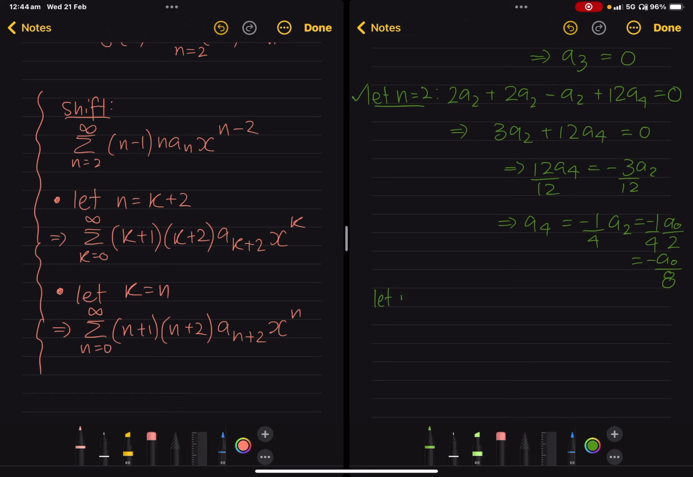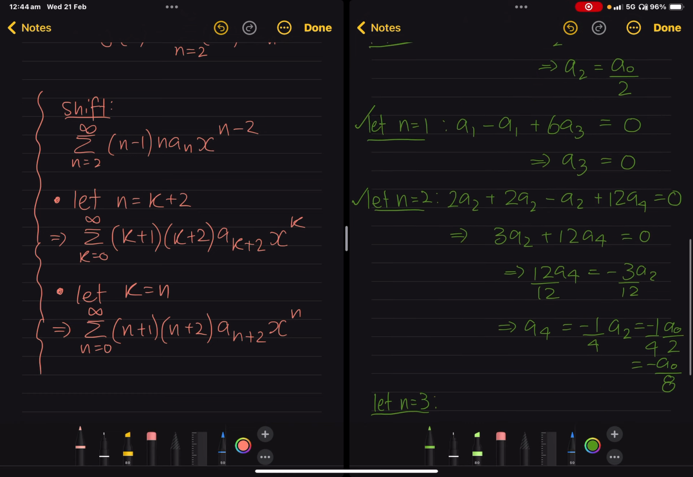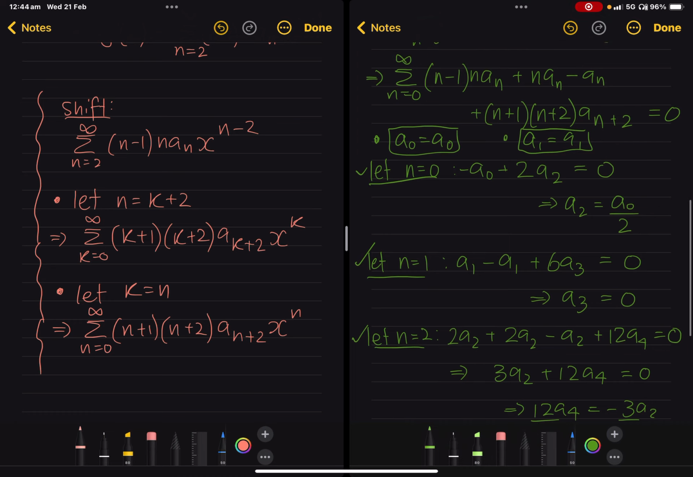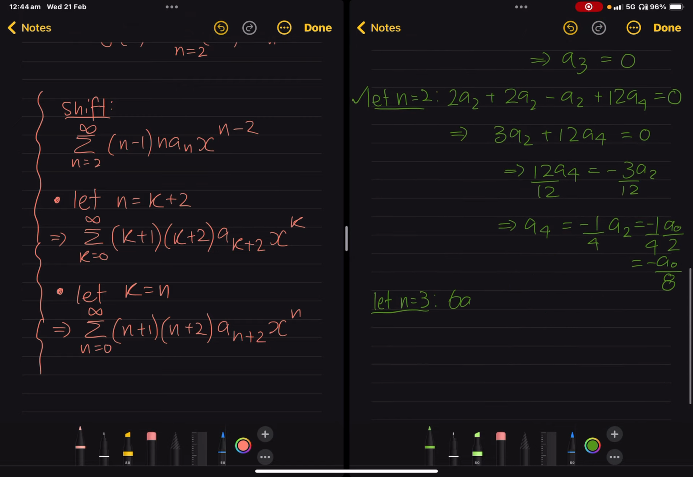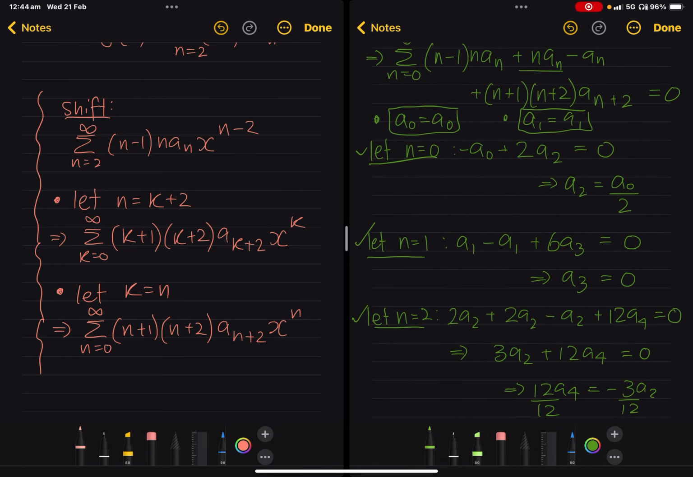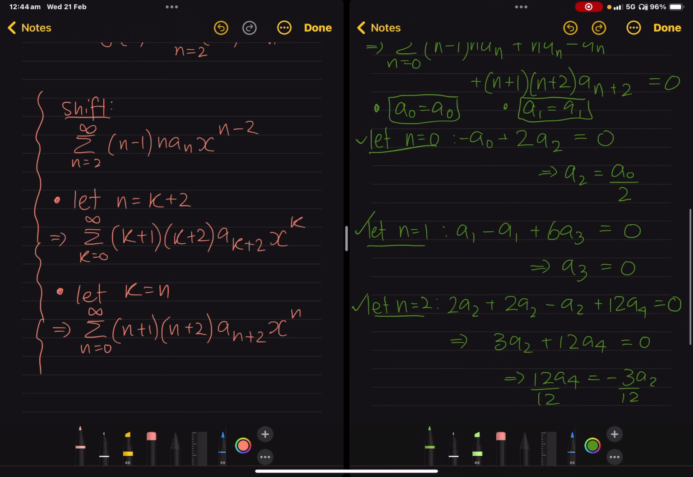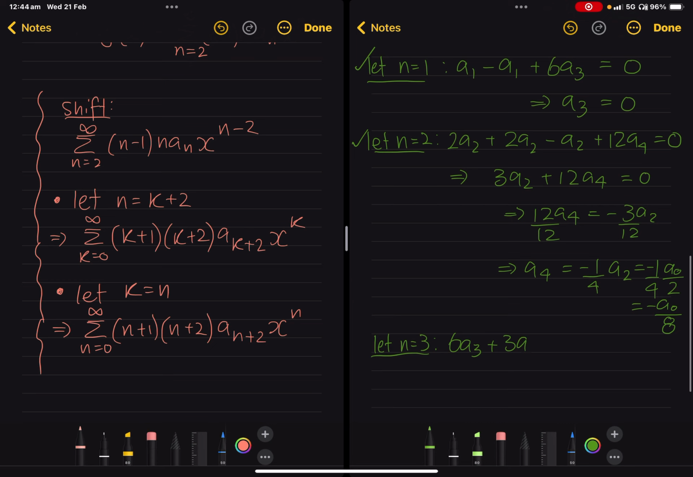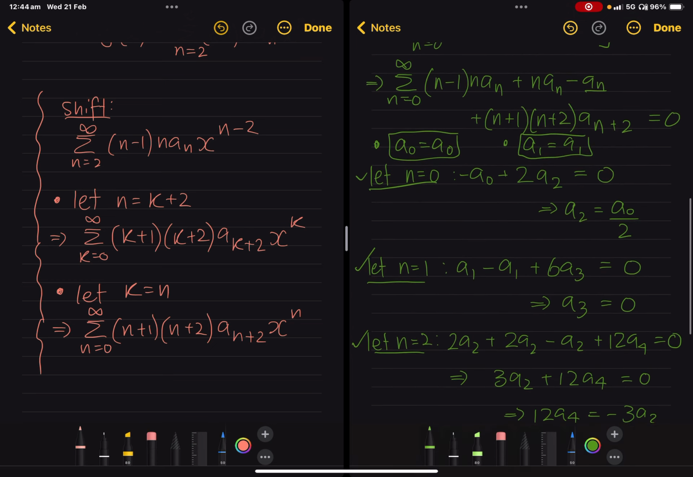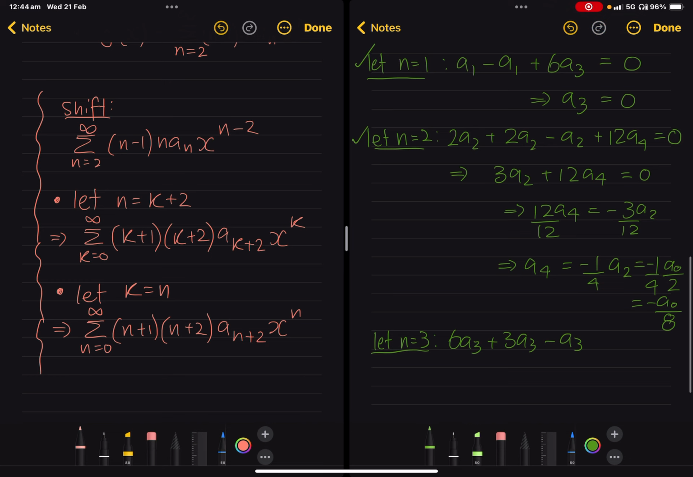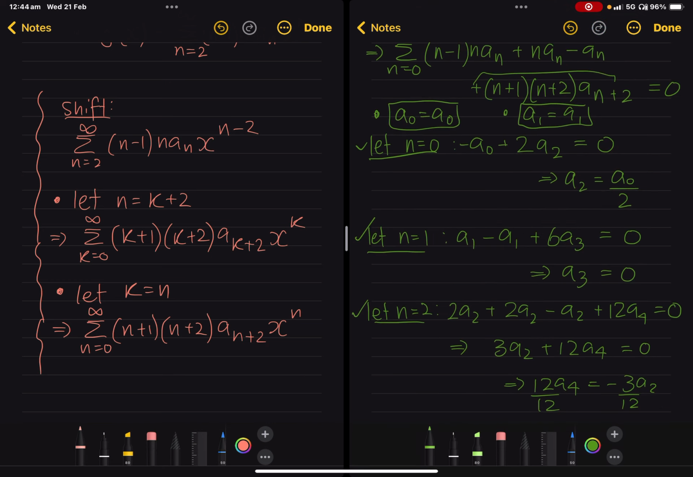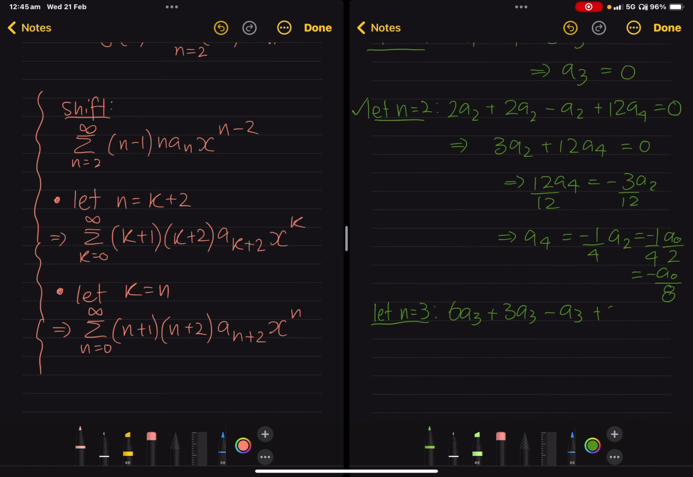So we are going to let n equal 3. So if n is 3, we're going to get 3 minus 1 is 2, 2 times 3 is 6. So we have 6A3 plus 3A3 minus A3. And then our big expression becomes 4 times 5, that's 20, times A5. So this is plus 20A5. This is all equal to 0.